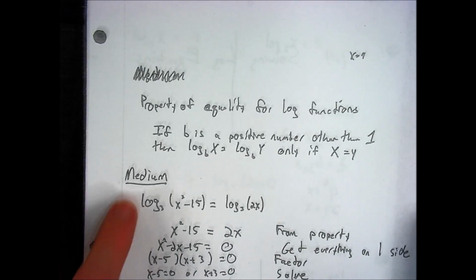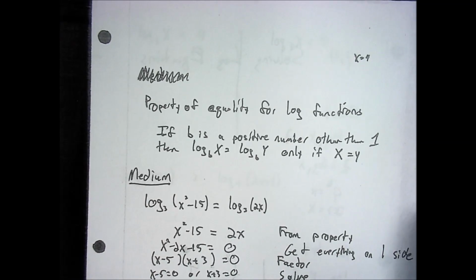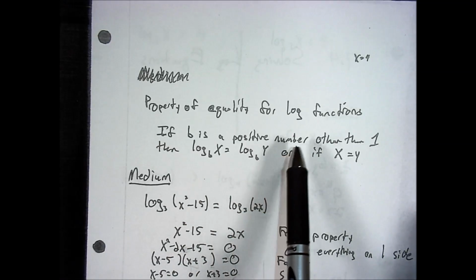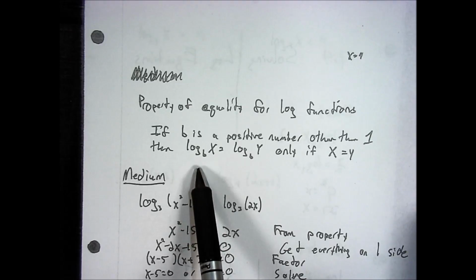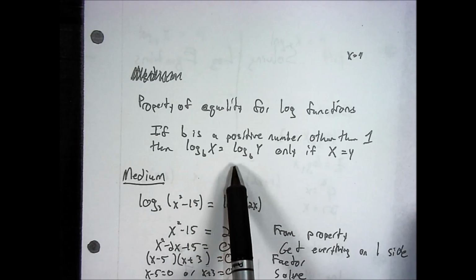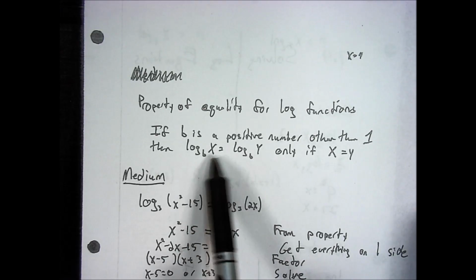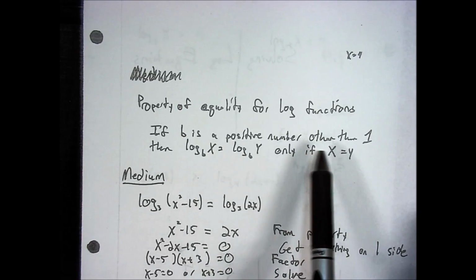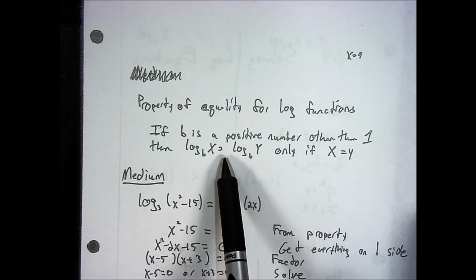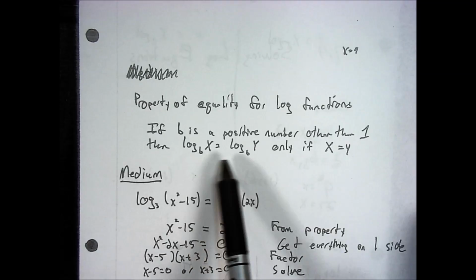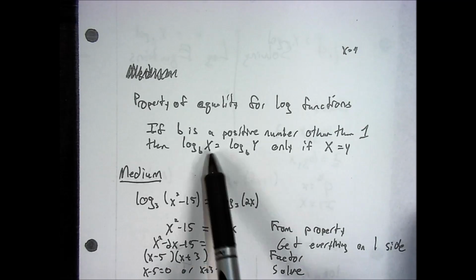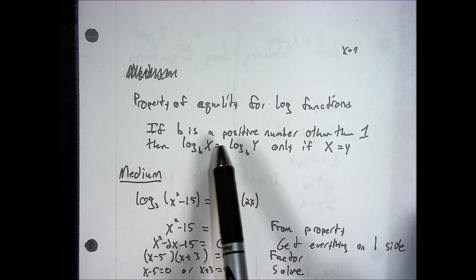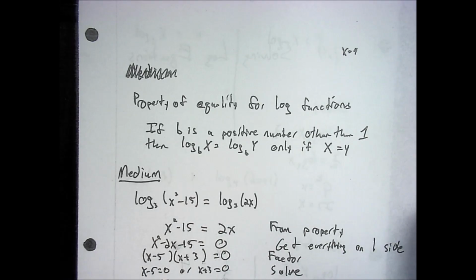Then we have our medium type of problem, where that's going to involve the property of equality for log functions, which pretty much says if I have log base b of x equals log base b of y, then those two things, x and y, have to be equal to each other. That's the only way this will be equal. This is the same, log base b and log base b. The only thing that's different is x and y. So for this to be equal to that, the x has to be the same thing as y. So it starts off pretty easy.